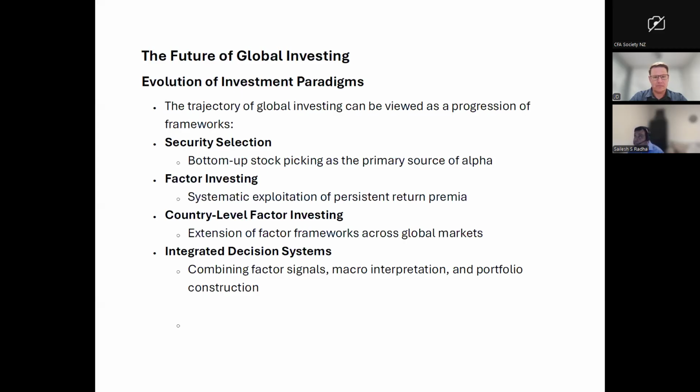This integrated system with the macro integration layer is a problem even in factor-based stock-level investing. They don't integrate it because they don't have the tools. So we are moving into that layer of how to integrate macro into factor-level investing, and that's the final stage, the integrated framework. The future of investing lies in integrated, multi-layered decision systems that unify data, macroeconomics, and portfolio construction.